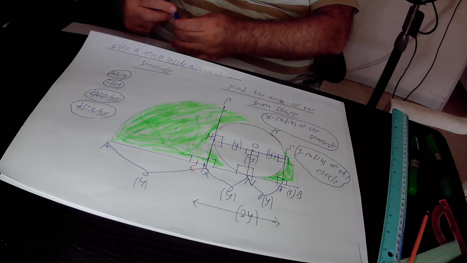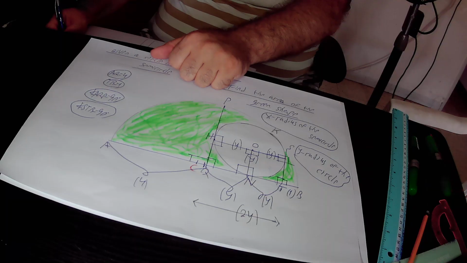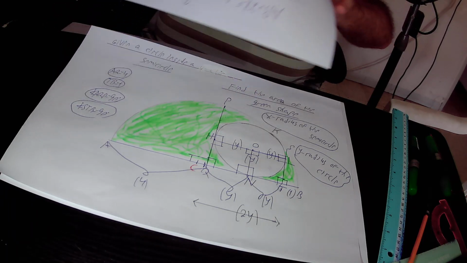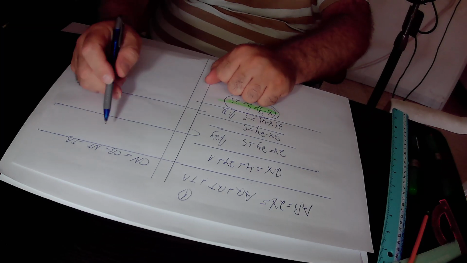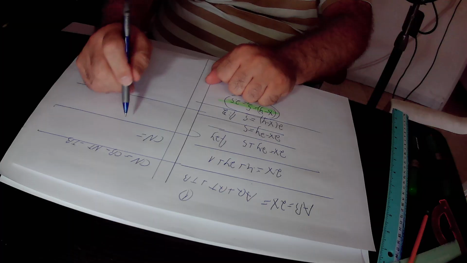CN equals CB minus NT minus TB. Again, I should find out that CN equals CB minus NT minus TB.